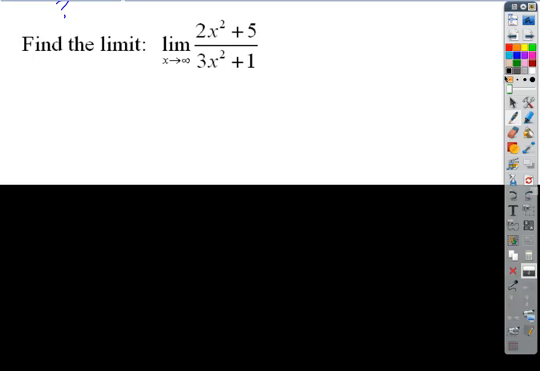If we factor out, and I've still got a limit here, if I factor an x squared out of the top, what am I left with? 2 plus, not 5, 2 plus. Now factoring means I'm dividing it away from each term. So what am I left with if I divide an x squared away from 5? 5 over x squared.